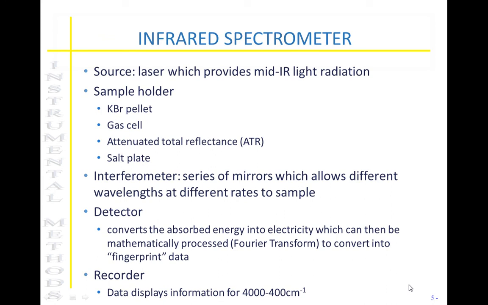In all of these instruments, that sample holder is going to send the signal from the light source hitting the sample to an interferometer, which is a series of mirrors that are going to allow different wavelengths to hit that sample at different rates. The detector is then going to convert the absorbed energy into electricity that can be mathematically processed and converted to the data printout that we receive.